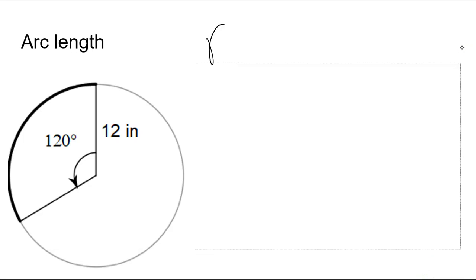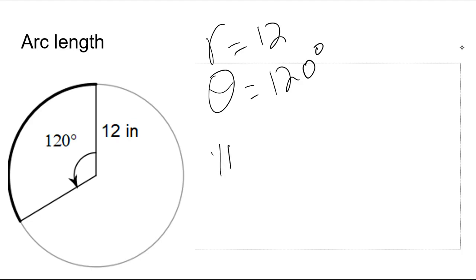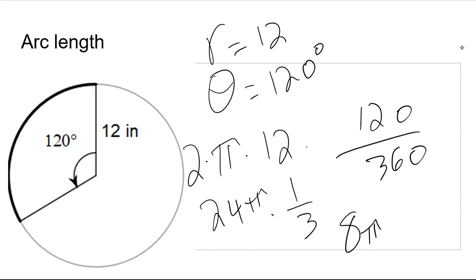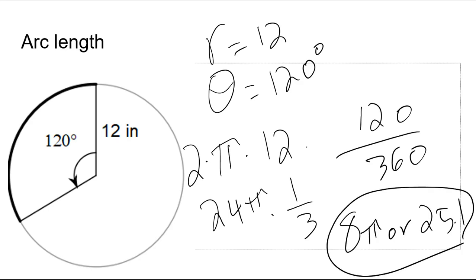Alright, this one, we have our radius is 12, and then this symbol means theta. This just means the angle is 120. So arc length is going to be pi times 12 times 2 times 120 over 360. What I would do first, if I were you guys, is take 2 times 12 and get 24 pi. And then I would try to reduce 120 divided by 360 in my calculator. You should know how to do that by now. It's going to be 1 divided by 3. So this just means 24 times 1 divided by 3. So 24 divided by 3 would be 8 pi, or 25.1. Same thing.